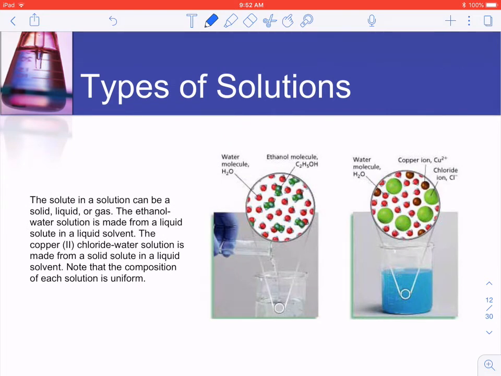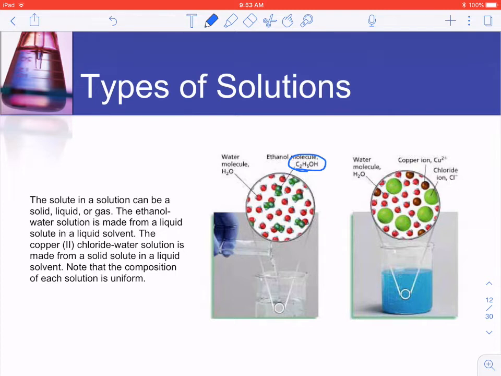Here's some other types of solutions. So here is a liquid being dissolved in a liquid. These little green molecules over here on the left-hand side, this is hard to read, but it says C2H5OH. So that's an ethanol molecule. Those are being dissolved in the H2O water molecules. That's a liquid being dissolved in a liquid.